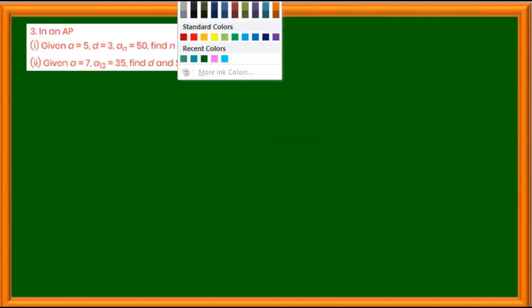Now let's go through this second question. Here a is given, a13 is given. Asked to find out d and S13. Okay, d and S13. a is given, n is not given, d is not given. You are asked to calculate S13. So how to do this one?